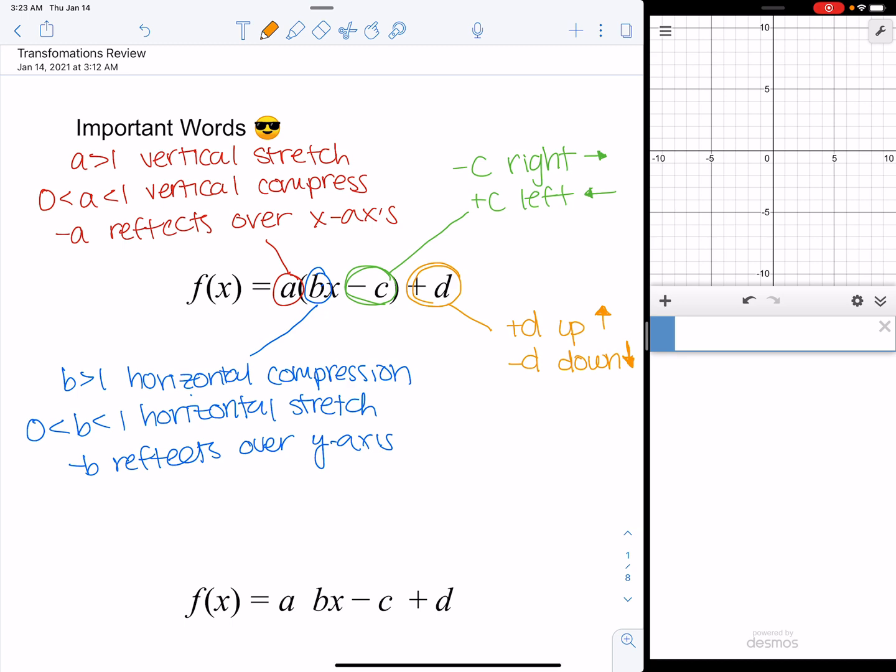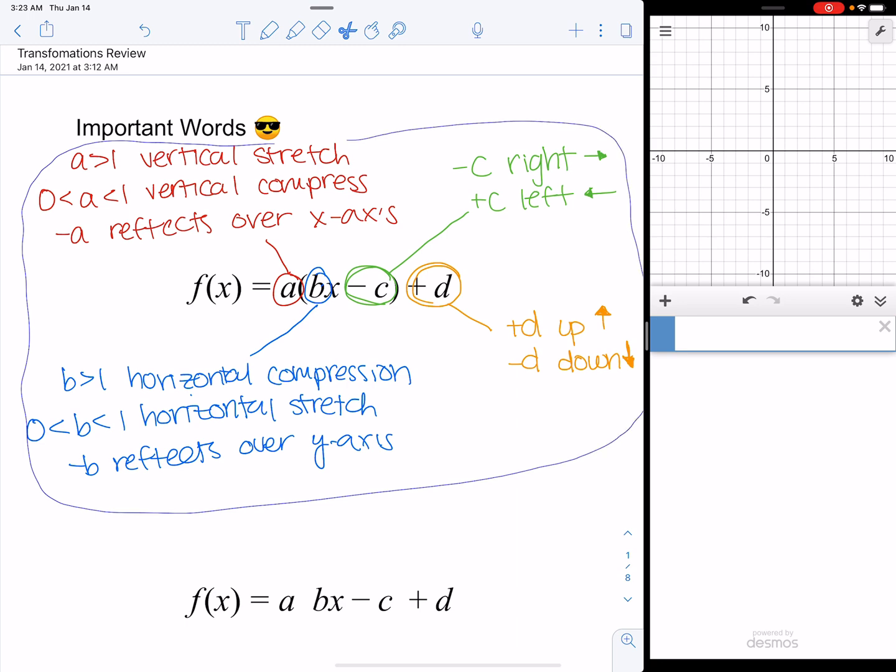So these are the most important rules for the whole thing. We're going to use them all day.